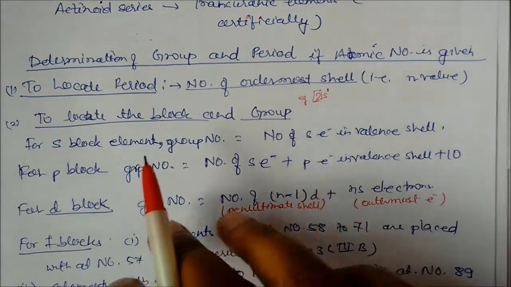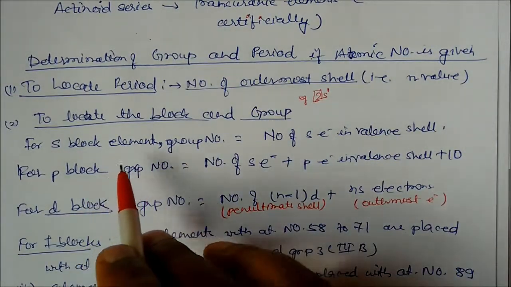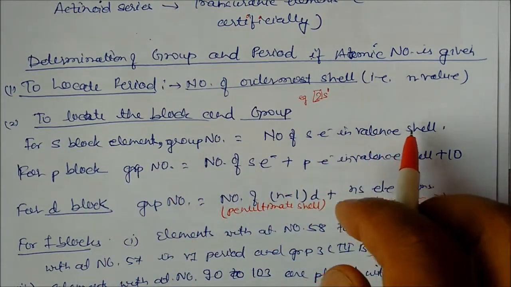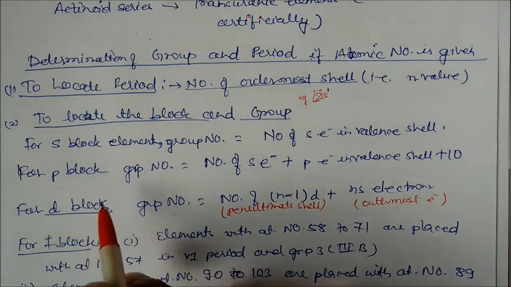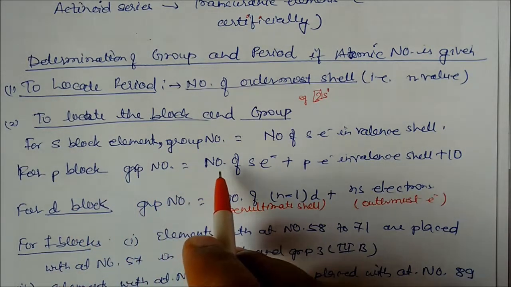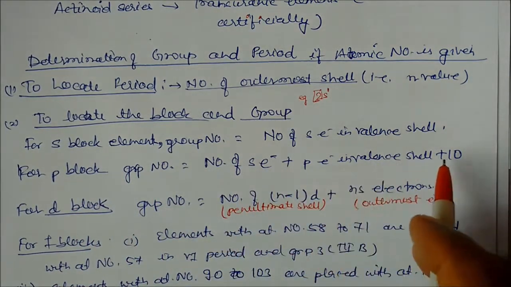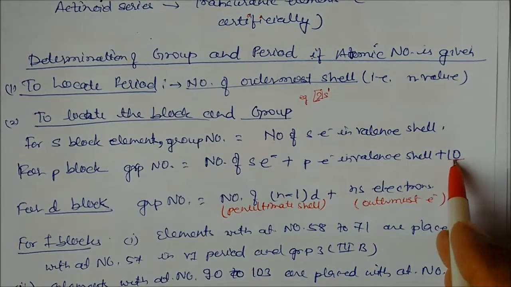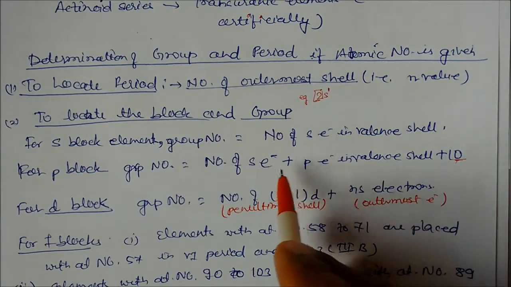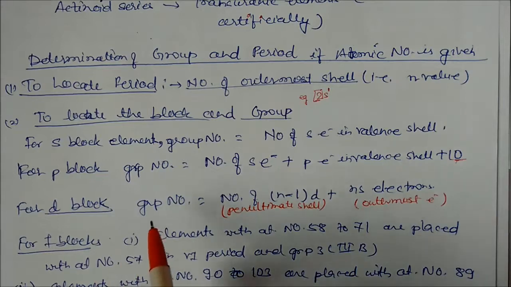Second period means the electron is present in the second period of the element, and 1 means the group. So look at the group and block. For the s block, the group number is the number of s electrons present in the valence shell. For the p block, the group number is the number of s electrons plus p electrons plus 10. So you have to add 10 also, 10 plus the p electrons in the valence shell, and this will give you the p block. I will give an example after this.